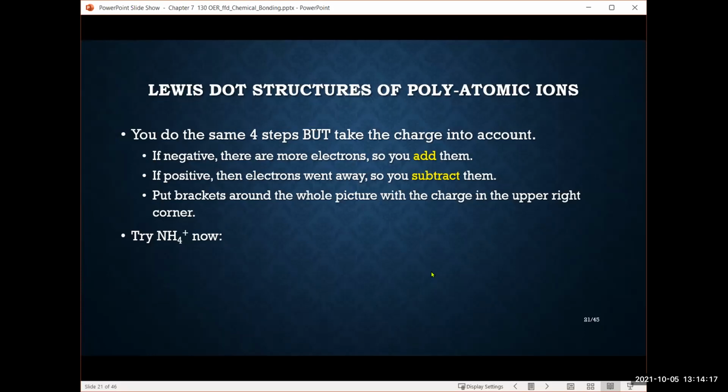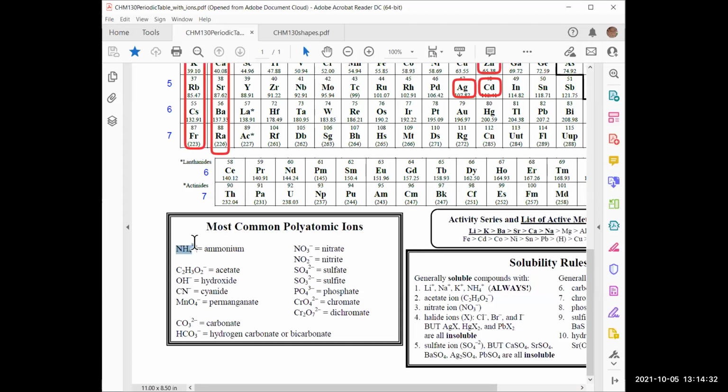All right, so let's try NH4, okay? This is the ammonium ion. Let's go back to demonstrate where it's at. We're not throwing anything at you that's far-fetched, I hope. There it is right there. It's one of the most common polyatomic ions that we utilize. It's called the ammonium, okay?